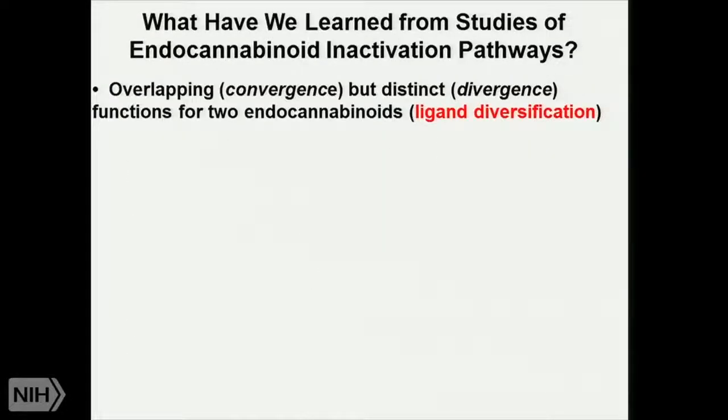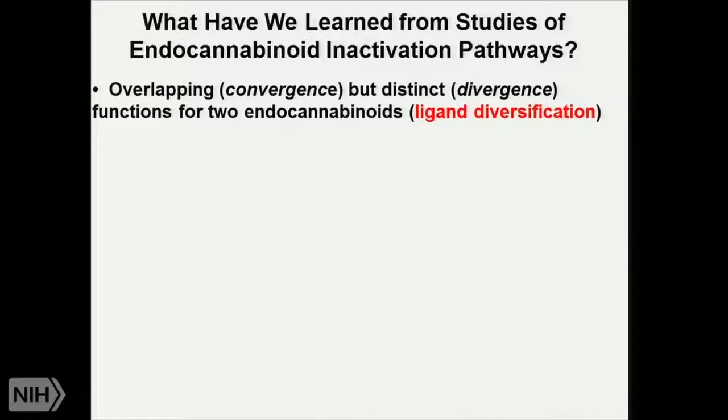So from the studies of enzymes that degrade endocannabinoids, I think we've learned a couple things. One, we've learned that the two endocannabinoid lipids themselves have overlapping functions, in the sense that they both appear to regulate certain behavioral processes like pain regulation, but also distinct, divergent functions. I think it would be fair to say that most of us would agree that the 2-AG signaling pathway appears to be broader in its influence over the nervous system than the anandamide pathway.